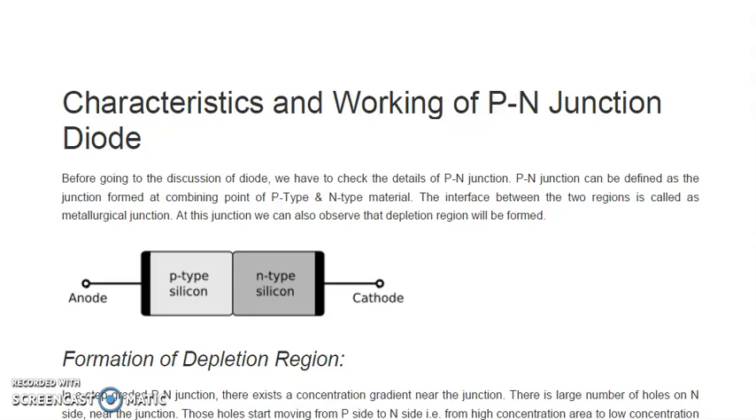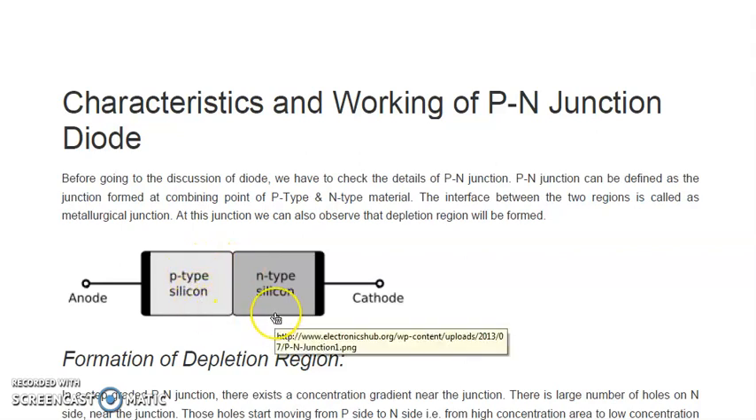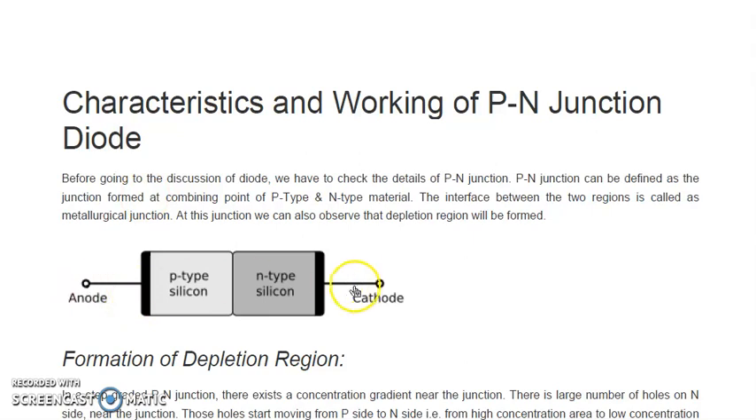PN junction, as the name suggests, is a junction made up of P-type semiconductor and N-type semiconductor. You take P-type material and N-type material and physically join them. That's how your PN junction is made. Now this is called a diode. Diode means two electrodes are there. One is anode and the other one is cathode. The positive side is usually known as anode and cathode is the negative terminal.